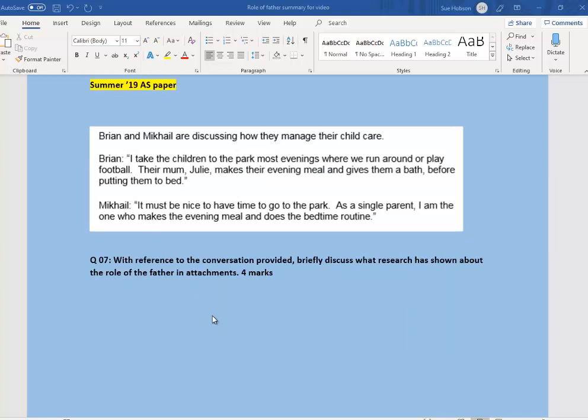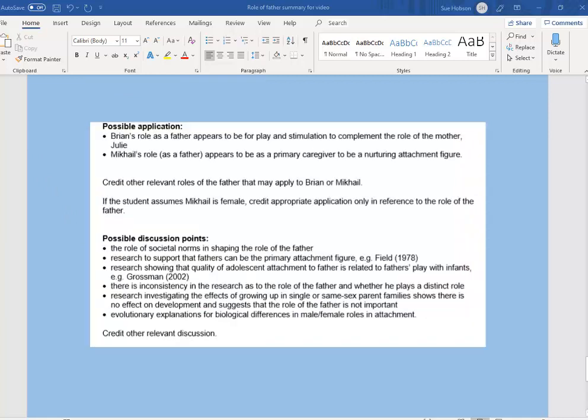There's a reminder of the AS question from summer 19, so question 7: with reference to the conversation provided, briefly discuss what research has shown about the role of father, referring to this. So it's an application question, and I'll show you the mark scheme. Okay, so there's the mark scheme, so you can have a look at what they would put in. And that's it. So it's not a huge topic, but obviously it is very significant. It's a really important topic, and you've got everything you need very concisely linked and edited here, really summarized here. Okay.